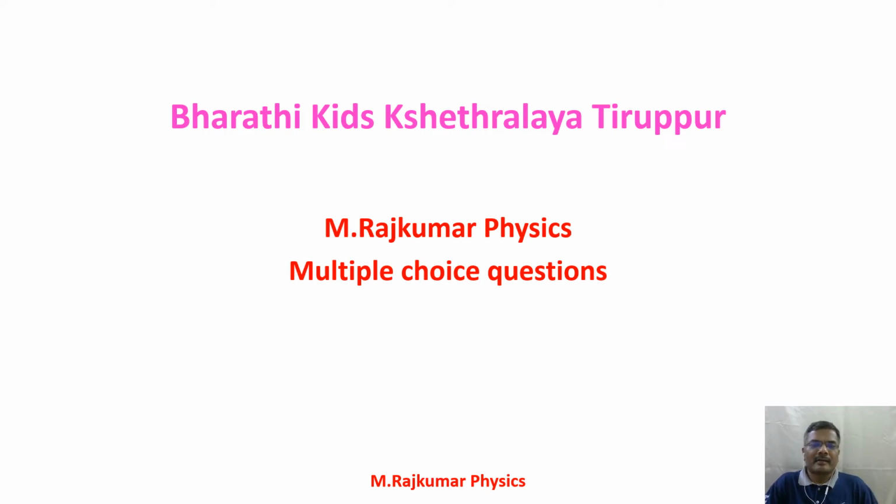Hi, good evening everyone. We are going to solve the multiple choice question from unit number 3, magnetism. The question number is 7. Okay, the physics chapter of unit number 3, multiple choice question number 7. We are going to find out the solution for the particular question.